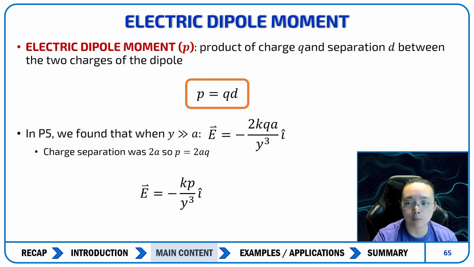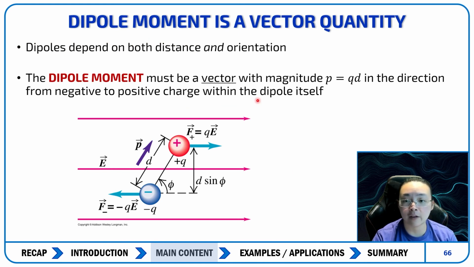In terms of electric dipole moment, it is important to understand that it is a vector quantity. So dipoles depend on both distance and orientation. The dipole moment has to be considered a vector with a magnitude of qd in the direction from the negative to positive charge within the dipole itself. So this is just a diagram to represent that if you have a dipole, where it's still one molecule or one object, just with a negative or positively charged area, you now have a dipole moment pointing from the negative to the positive direction.